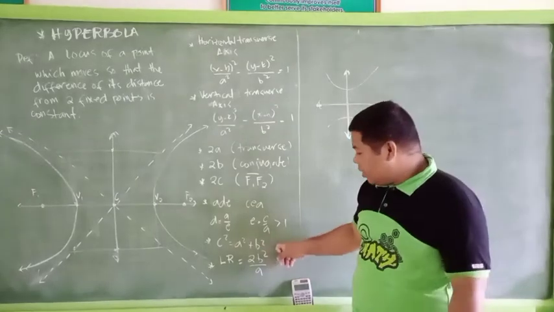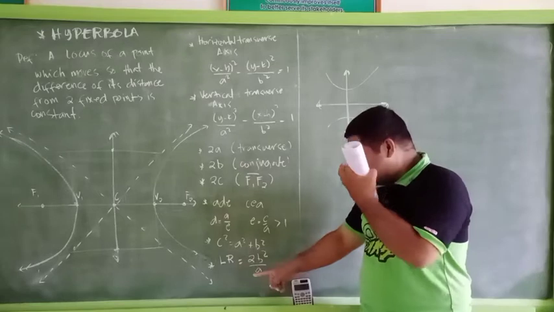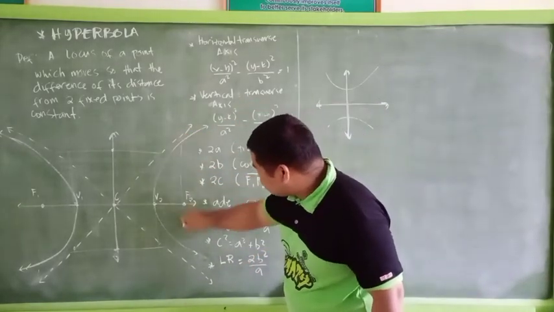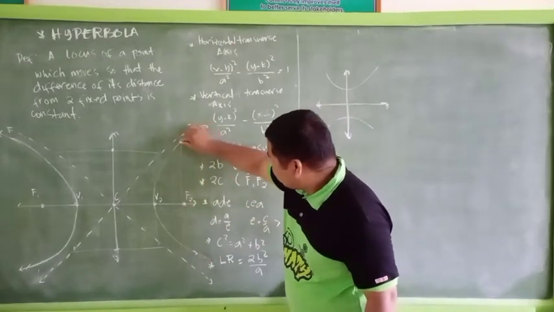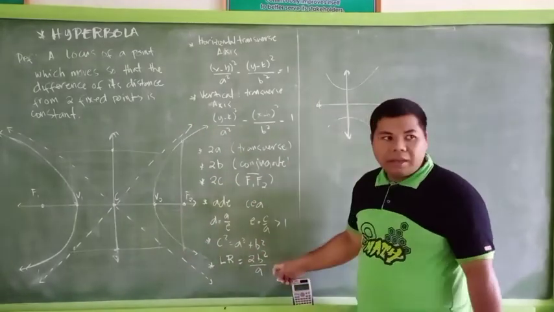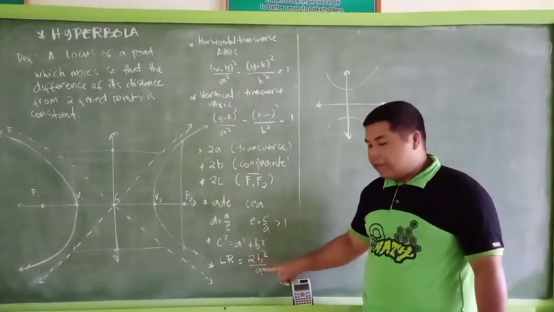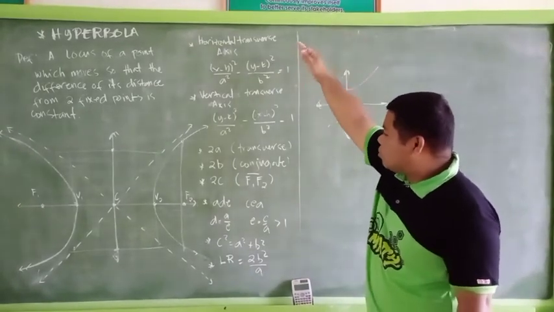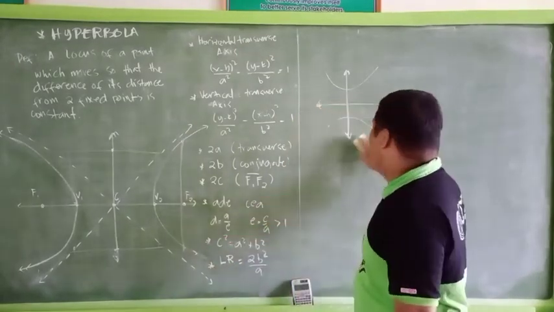Nakuha. Now, another is, meron tayong latus rectum naman dito sa hyperbola. Yung latus rectum naman na to is, let's say for example, mag-create ako ng line which is perpendicular siya dito sa focus natin. So, from this point to this point, siya yung tinatawag nating latus rectum. So, yung formula natin dito is 2b squared over a. So, anyway, para mas maunawaan natin itong definitions ng terms na to, let's try to solve problems on hyperbola.